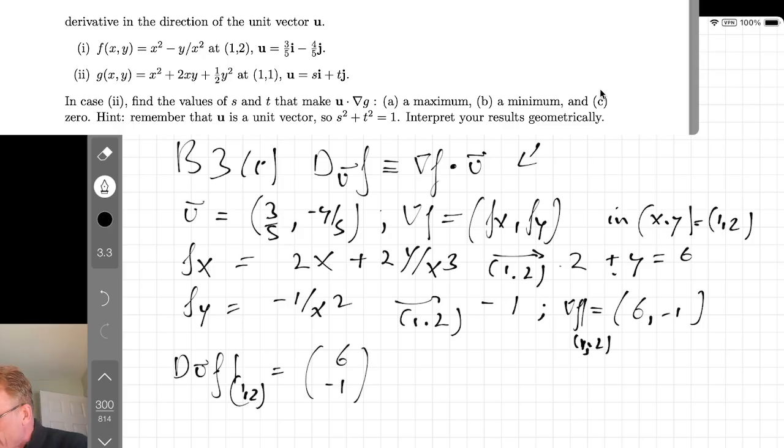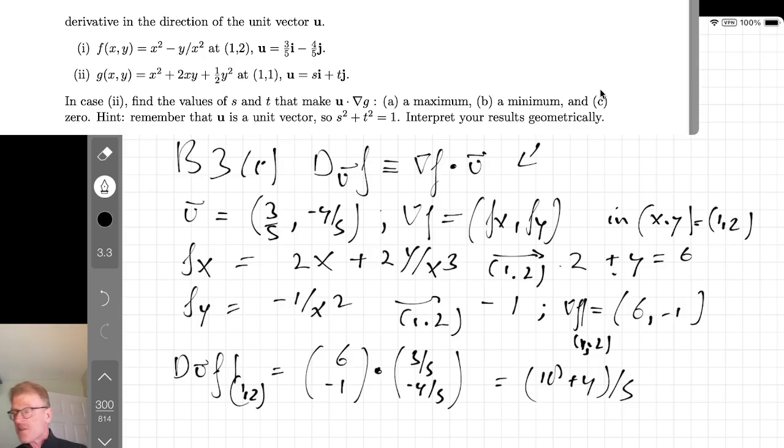I wrote column vectors already, sorry. And then 3/5, minus 4/5: 3 times 6 is 18. So it's 18 plus 4 over 5, right? So this is an inner product. So the outcome is a scalar. This is 22 over 5. That's the directional derivative.